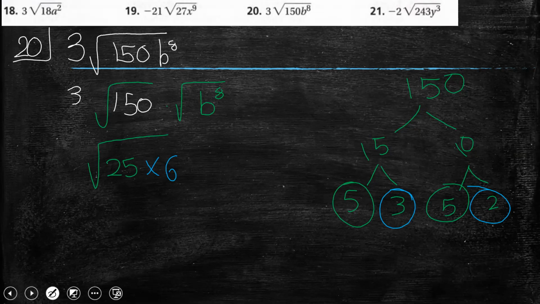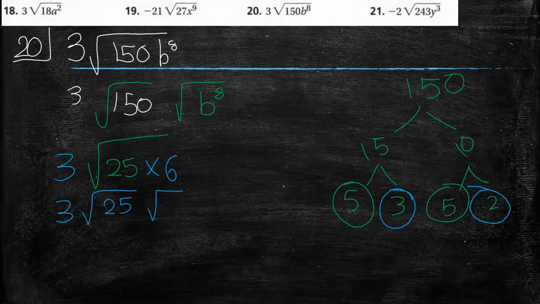So how can we bring this perfect square? By factorizing, you get this one as 25 times 6. Then 3. Let's now distribute the square root, one for 25 and one for 6. What is the square root of 25? 5. And what is the square root of 6? Nothing, keep it as square root of 6.